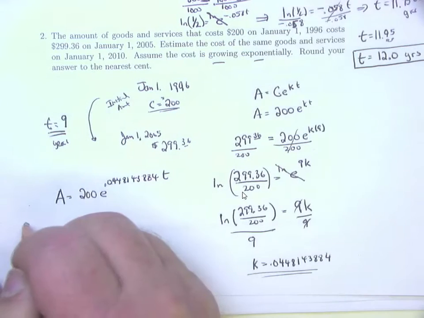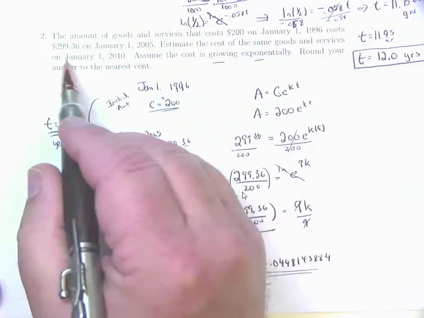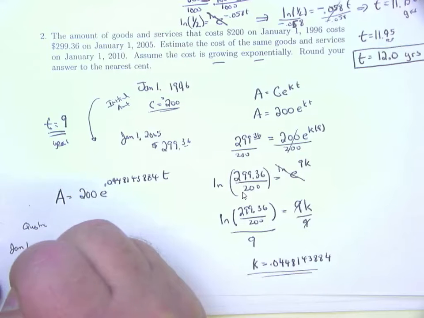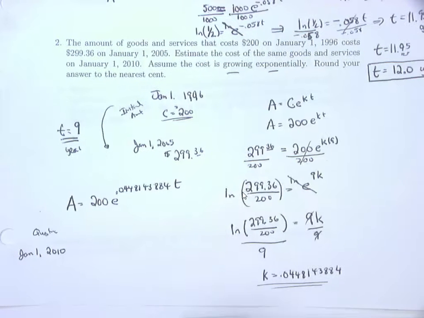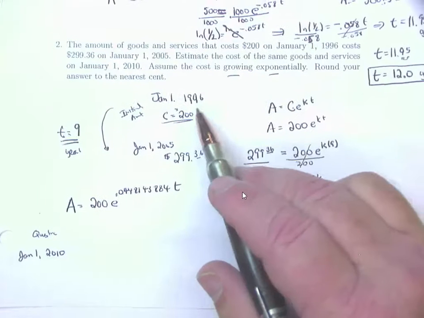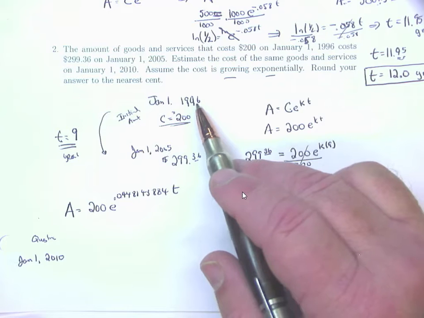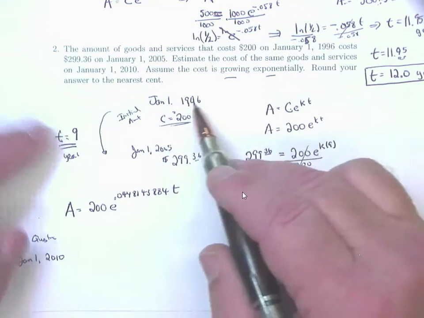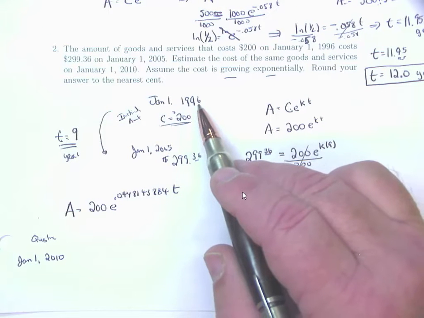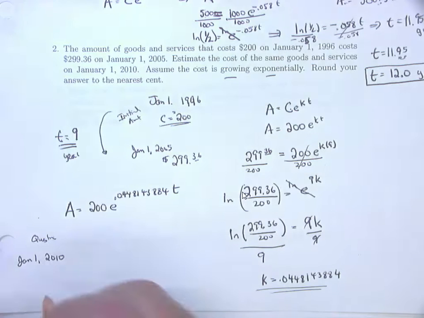Now, answer the question. The question is, estimate the cost of goods and services on January 1st, 2010. Now, remember when we started this thing? We started on January 1st, 1996. We went to January 1st, 2005, which was 9 years, and now January 1st, 1996 to January 1st, 2010. How many years is that? How many? 14 years.